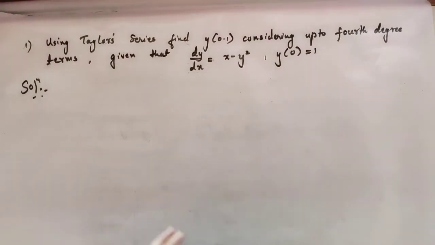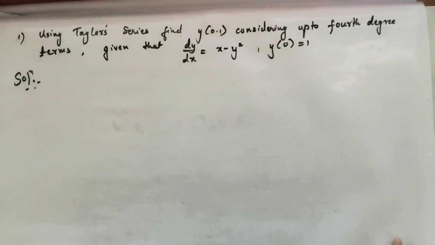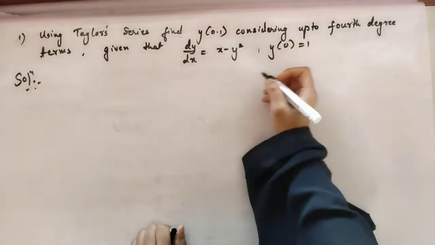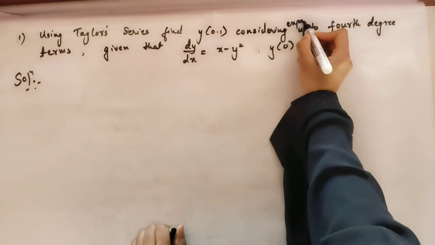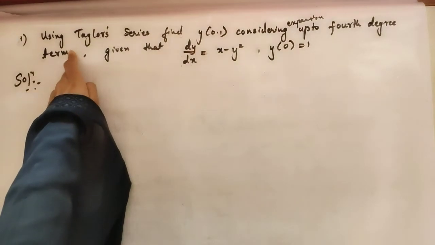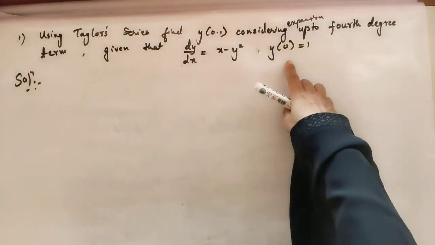Now listen to me carefully. There is one problem for you. Let us start with the problems and understand how to solve them using the Taylor series. Here is one problem: using the Taylor series, find y of 0.1, considering the expansion up to the 4th degree terms, given that dy by dx is equal to x minus y square and y of 0 is equal to 1. So the given equation is dy by dx is equal to x minus y square, and the initial condition is y of 0 is equal to 1.